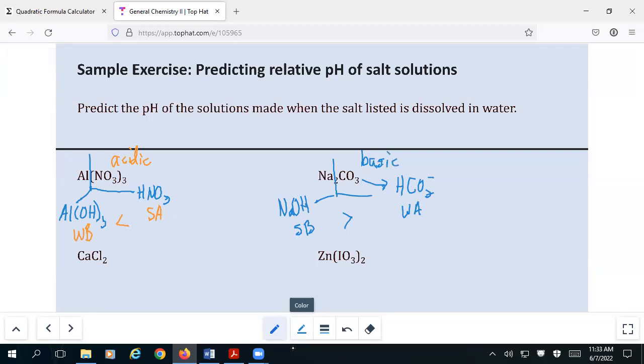Since it is a basic salt, we know that the basicity comes from the anion, and if push came to shove, we would need to do something with the Kb of the carbonate. Again, not there yet, but that's where we're headed.